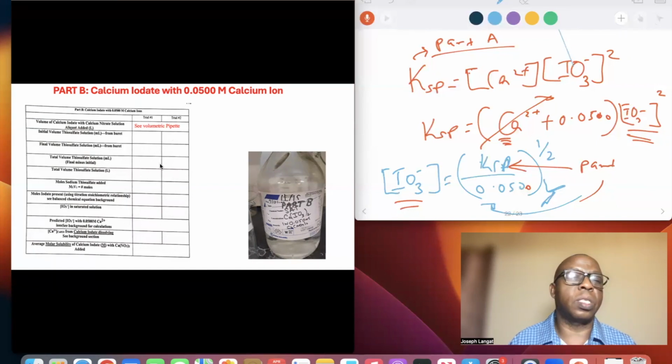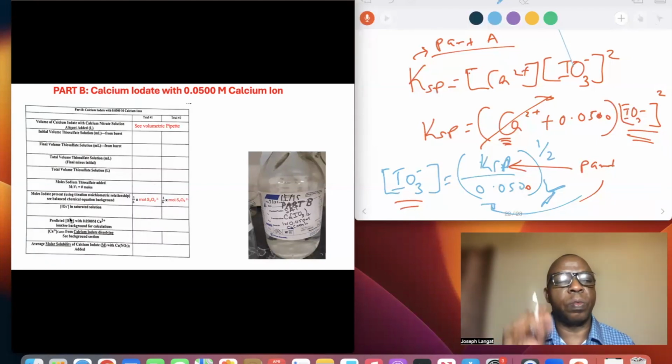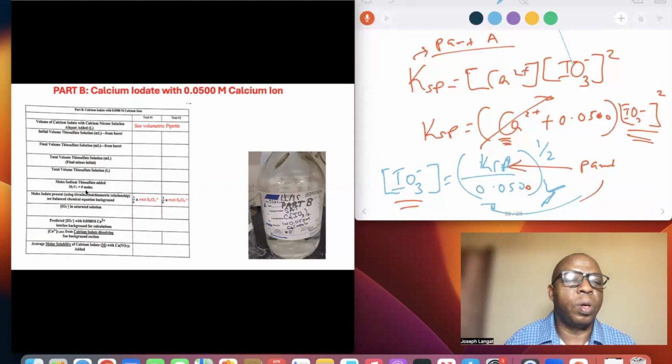The rest is the same as part A to get the number of moles of iodide from the moles of thiosulfate. Moles of iodide present is 1/6 moles of thiosulfate. Then from the number of moles of iodide and the volume in liters, you can calculate the molarity. Now, this is a little bit tricky.